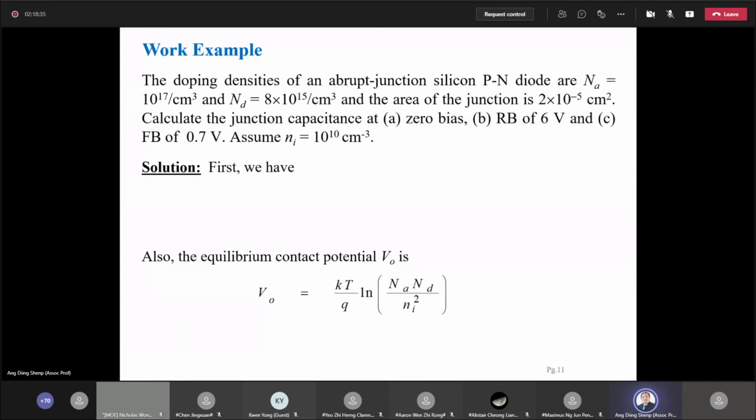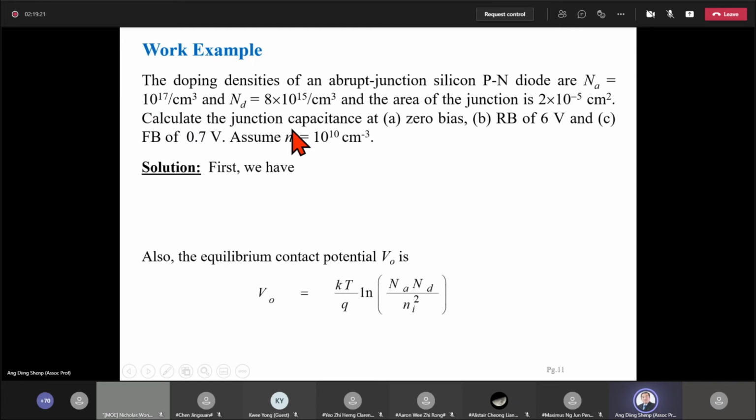Okay, so let's go through a worked example to get a feel of the order of magnitude of the junction capacitance, in other words, how large or how small it is. Let's consider an abrupt p-n junction, whereby the p-side doping is 10 to the power 17 per cm cubed, and the n-side doping is 8 times 10 to the power 15 per cm cubed. Essentially, this is a P plus N junction, where the P side is doped more heavily compared to the N. And the area of the junction is 2 times 10 to the power minus 5 cm squared, the size of the p-n junction, basically.